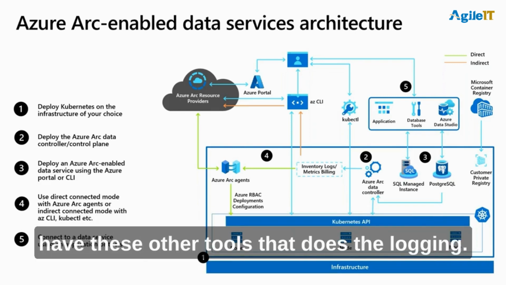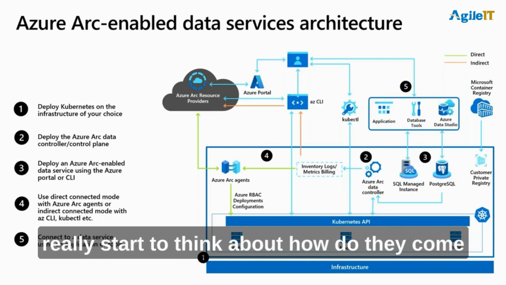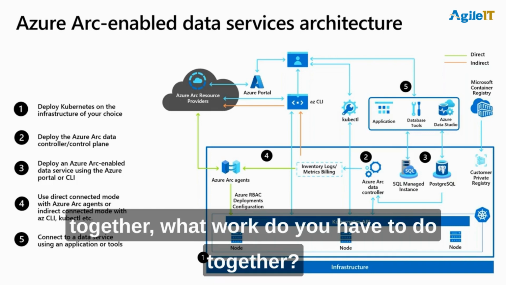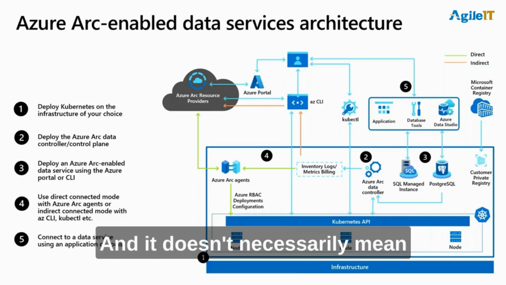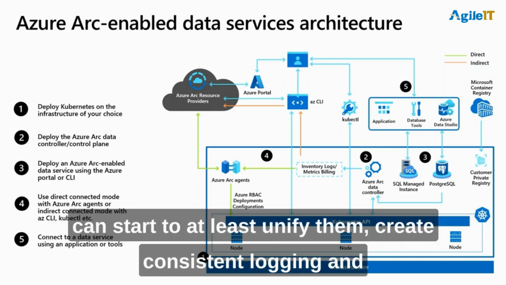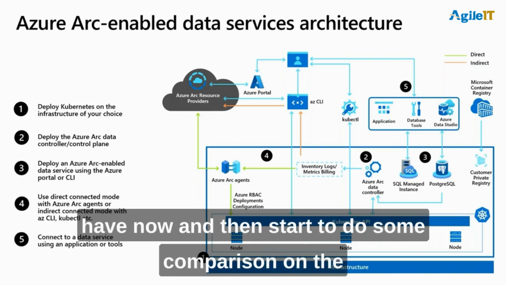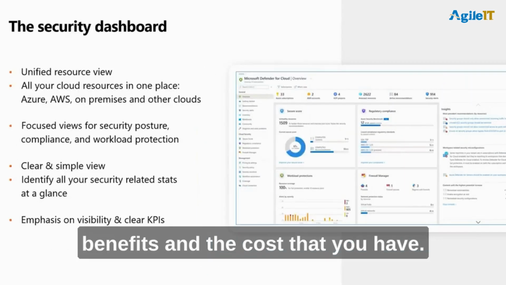And really, when you think about this, hopefully there's a direct view. What I normally see is, well, I have these other tools that do the logging, I have these other things that do this. But really start to think about how they come together. What work do you have to do together? It doesn't necessarily mean you have to replace everything. Some things may need to stay the same, but if you can start to at least unify them and create consistent logging and information, you could do that with what you have now, and then start to do some comparison on the benefits and the costs that you have.